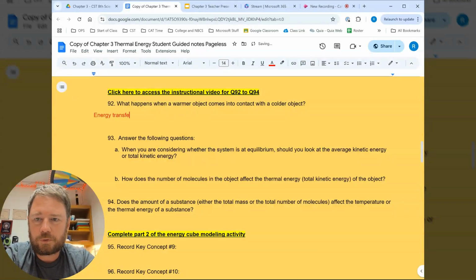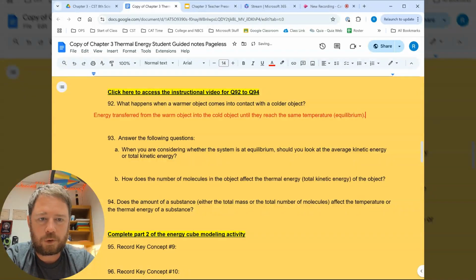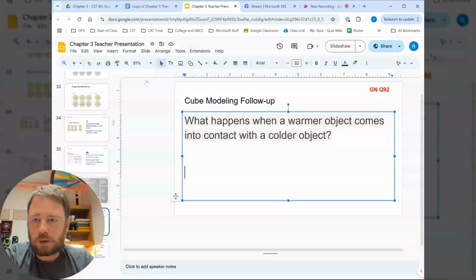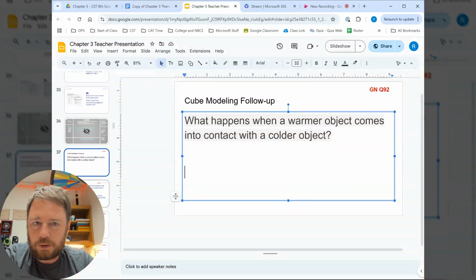Energy transfers from the warm object into the cold object until they reach the same temperature. I'm going to throw in the vocab term equilibrium there. So energy is transferred from the warm object into the cold object until they reach the same temperature, which is equilibrium. All right, question 93.